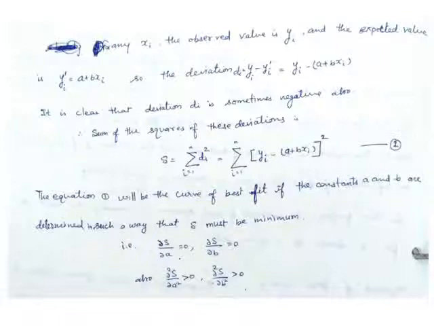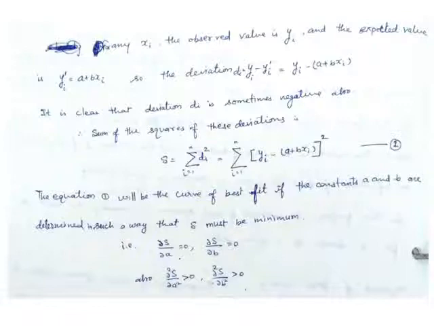So the deviation will be di equals yi minus yi dash, meaning original value minus approximated value. Since the approximated value is the value of y at x equals xi, and the straight line is y equals a plus bx, this deviation is yi minus (a plus bxi). As we already discussed, the deviation is sometimes negative, so we take the sum of the squares of these deviations, since a square is always positive. We denote this by S. It is equation number 2.